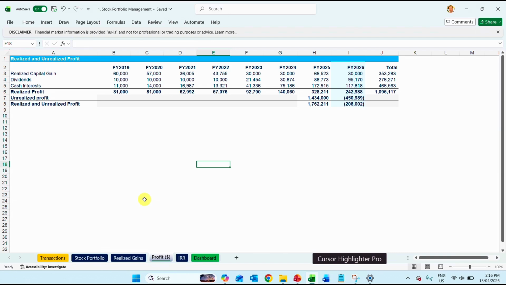Then you also have a tab called profit, where we calculate for each year, or we help you calculate for each year, the profit that you've made. So it can be a realized capital gain, dividends, cash interest if you put some of your money in a simple saving account, and then you also have the unrealized profit. So profit or losses that you made but where the asset has not been sold. And then you've got your total, realized and unrealized profit. Okay.